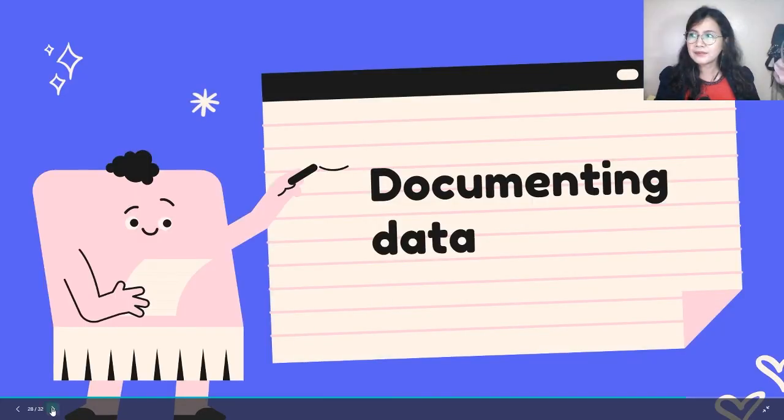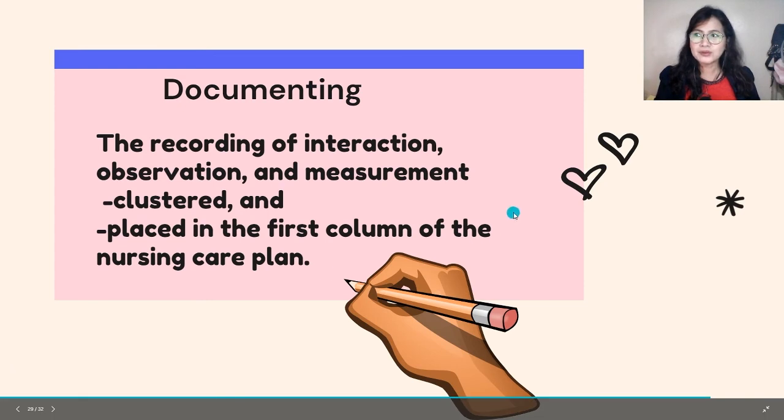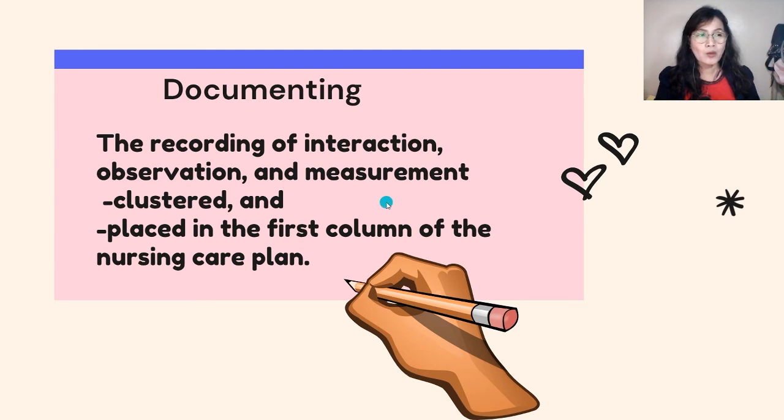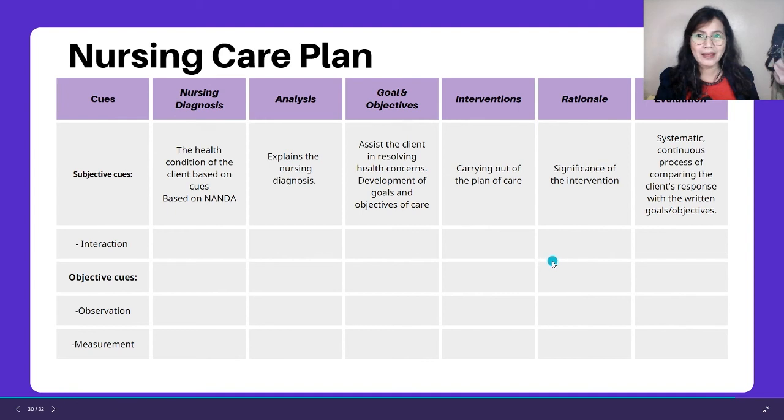Next is documenting data. For documentation, we have to record the interaction, observation, and measurement. We make sure that we cluster them. When we say cluster, you group them in accordance to their relevance and relationship perhaps, and then place them in the first column of the nursing care plan. This is the nursing care plan. It actually has 7 columns.